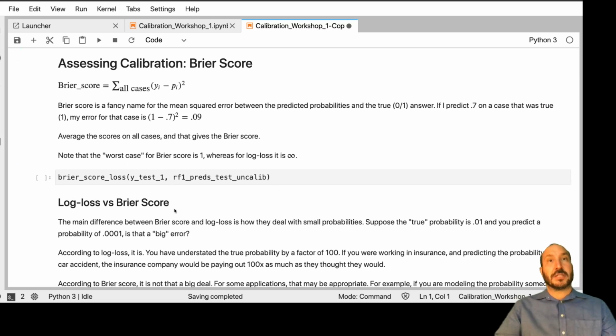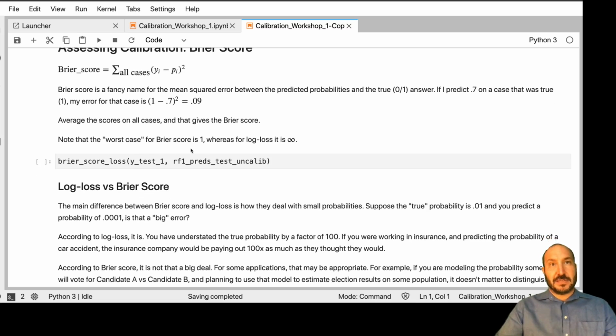Another metric to assess calibration is what's called the Brier Score. And the Brier Score is basically the mean squared error between the predicted probabilities and the true answer. So if I predict 0.7 and the case happened, my error for that case is 1 minus 0.7 squared. And again, I missed the 1 over n here. This should be the average, the sum of all of those things divided by the total number of cases. And again, I'll have that fixed hopefully on the notebook by the time you see it. So average this score on all cases, that's the Brier Score.